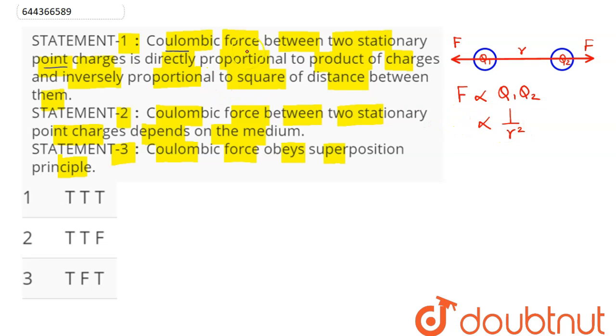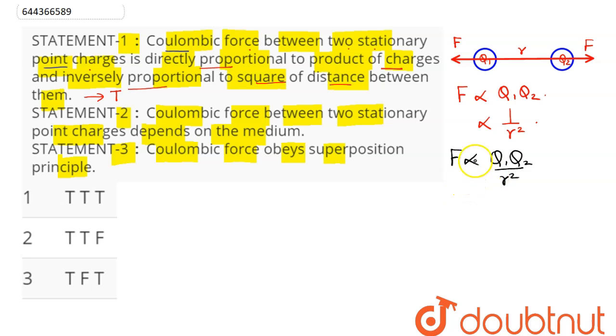Hence we can see here this Coulombic force between two stationary point charges is directly proportional to product of the charges, as we can see here, and inversely proportional to square of distance between them. This is also true. So we can see both these are true and statement 1 is true. Now this is applicable in, let's say, vacuum. So here we can see that this proportionality gives us F proportional to Q1 Q2 divided by R square.